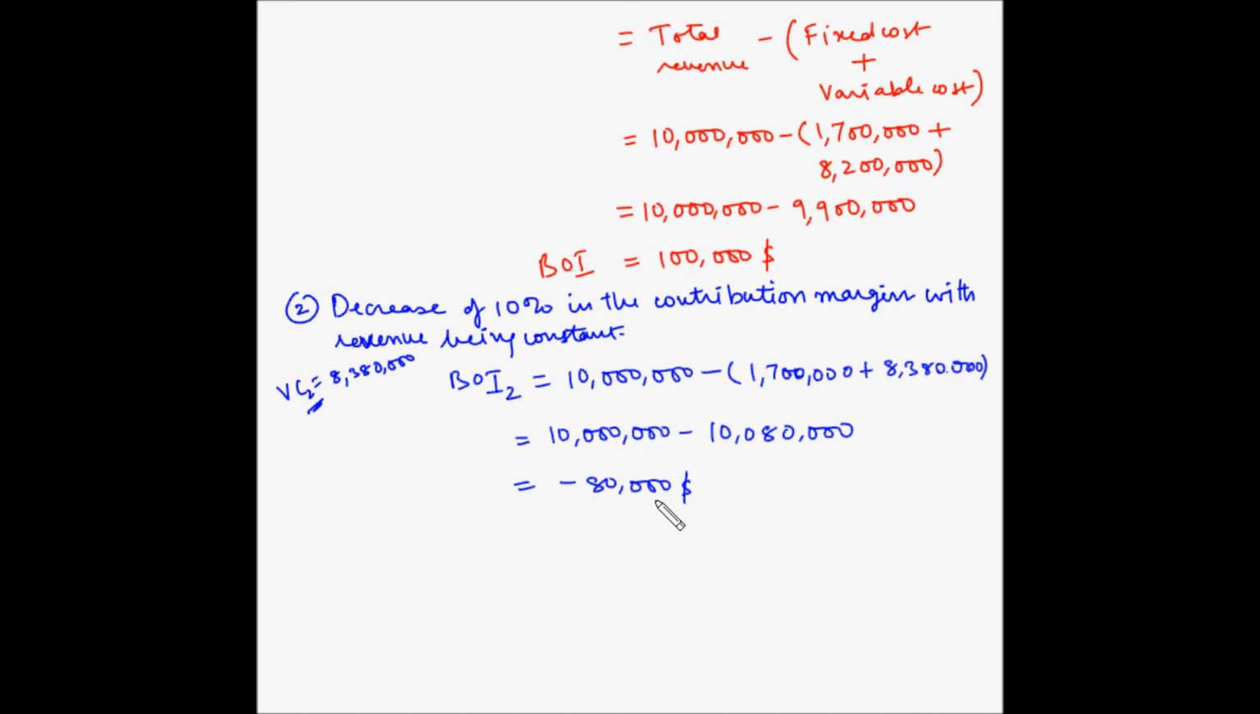a loss of $80,000, whereas the original budgeted operating income was $100,000. So if we decrease the contribution margin by 10%, we incur a loss of $80,000, whereas if we increase the contribution margin by 10%, we have a new budgeted operating income of $280,000 as we had found in step number 1.